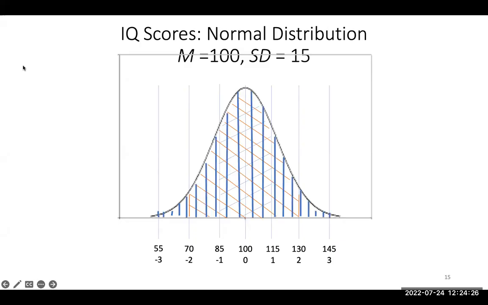Finally, if we were to figure out the values of 3 standard deviations below the mean, we take 70 minus another 15, and that's 55. So our lowest score for 3 standard deviations is 55. And then we figure out the highest score for 3 standard deviations above the mean, and that's 145. So now we can say 99.7% of all adults will have an IQ score between 55 and 145.